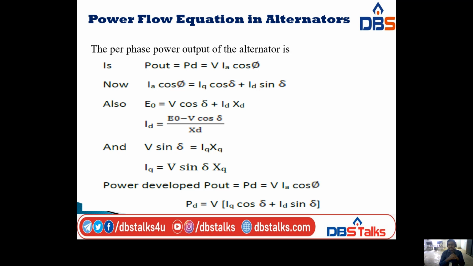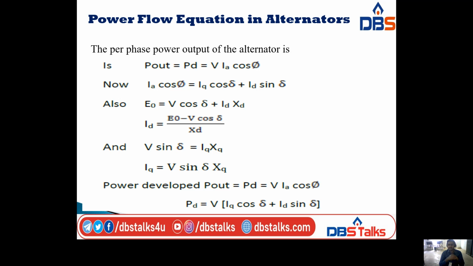Now IA cos phi is divided into two terms, IQ and ID. From the phasor diagram I am writing IA cos phi is equal to IQ cos delta plus ID sin delta. And also E naught is equal to V cos delta plus ID XD. That is also from the phasor diagram.